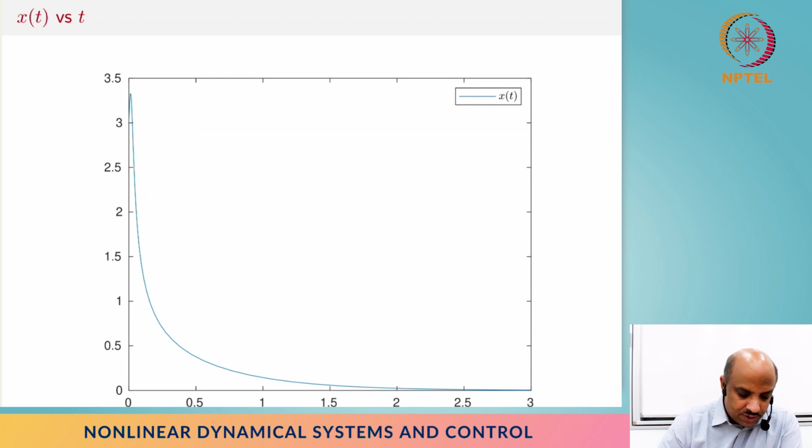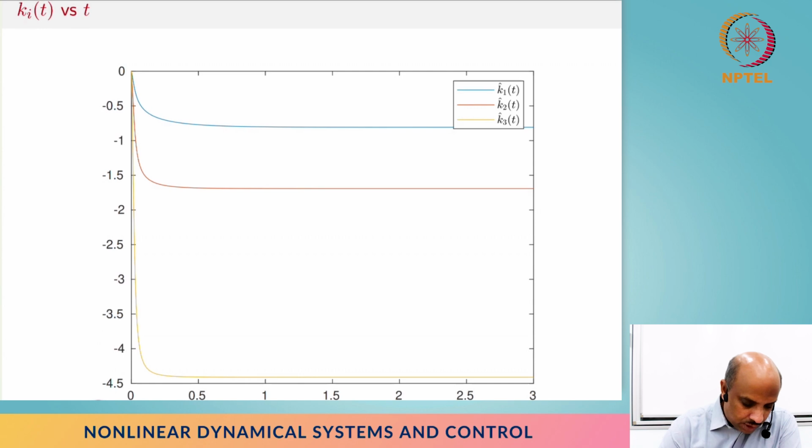But instead, let's look at the performance in Matlab. X of t versus t. This is going to start at some initial condition, and clearly it's going down. That's guaranteed from a theoretical perspective. And how are each of the parameters doing?